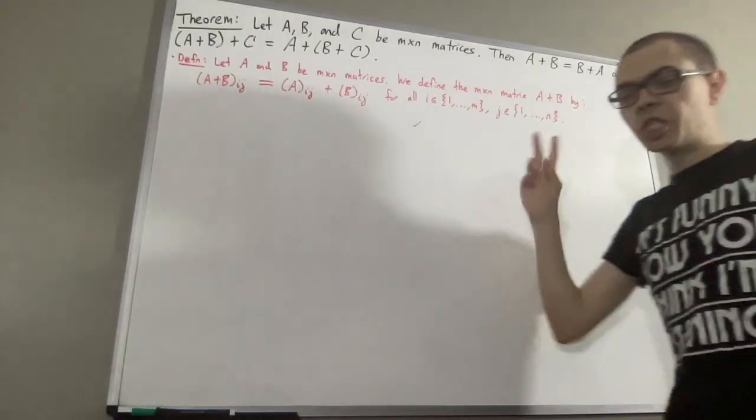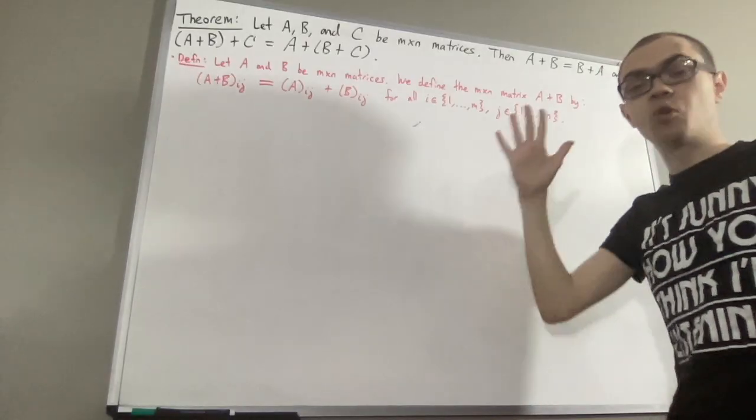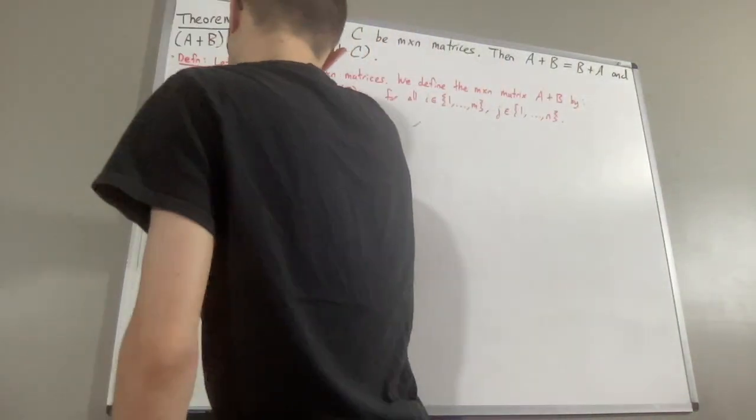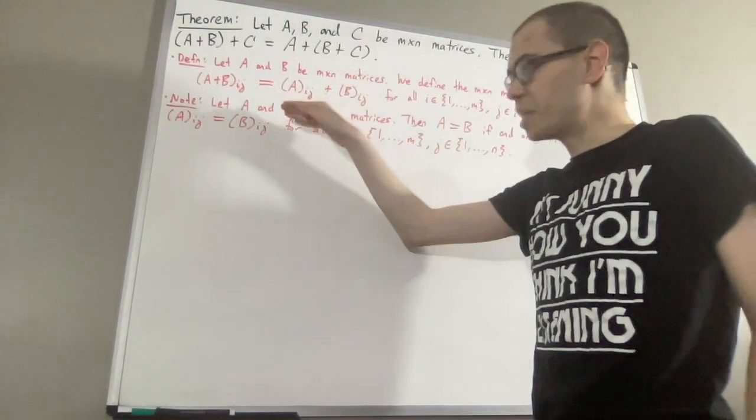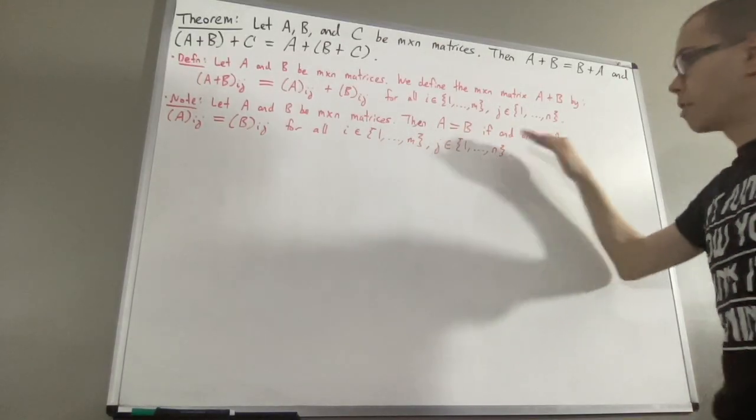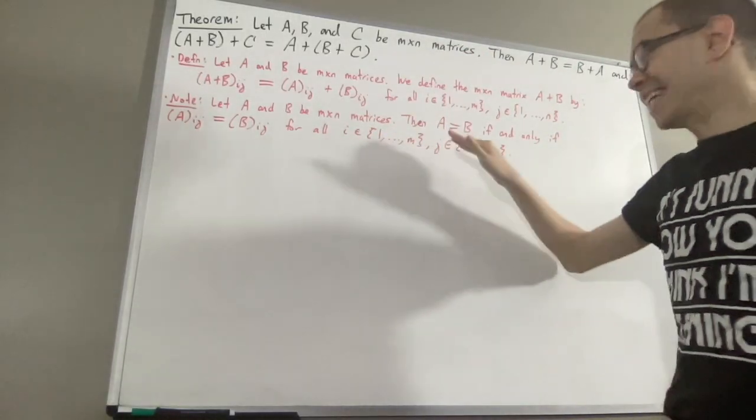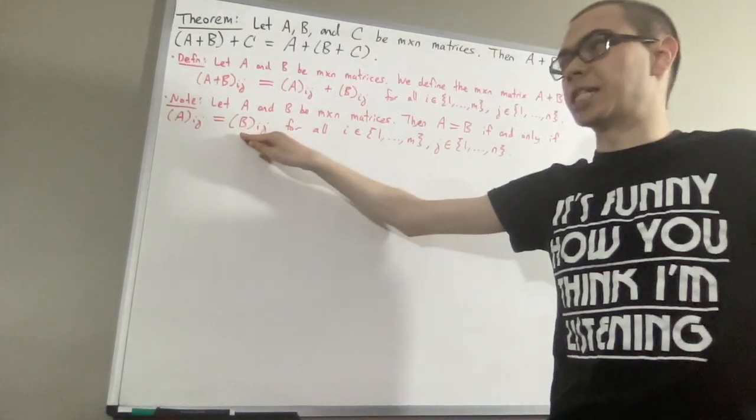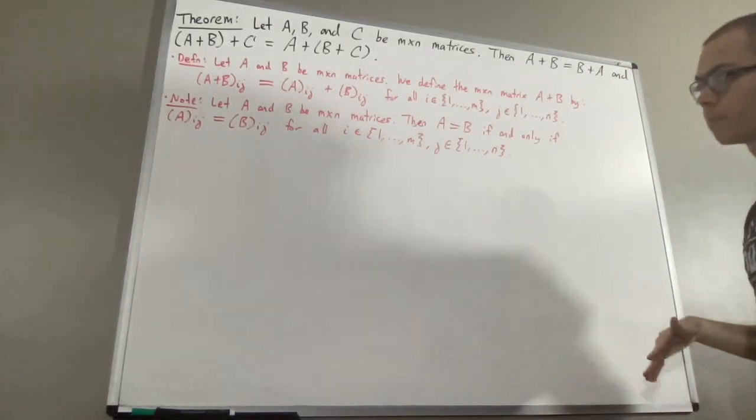Now another thing, when two matrices are equal, this means that they have the same corresponding entries. More precisely, it means the following. Let A and B be m by n matrices. Then A is equal to B if and only if, given any integer i between 1 and m, and any integer j between 1 and n, we have that the ijth entry of matrix A is equal to the ijth entry of matrix B. Right? So it means that they have the same corresponding entries.